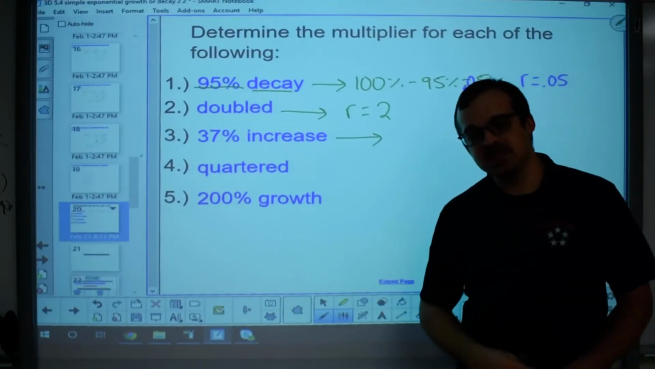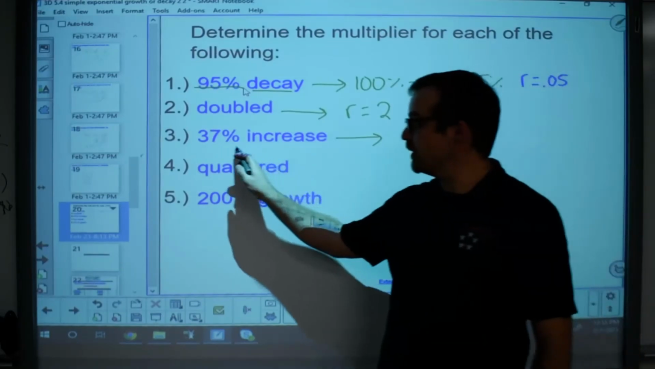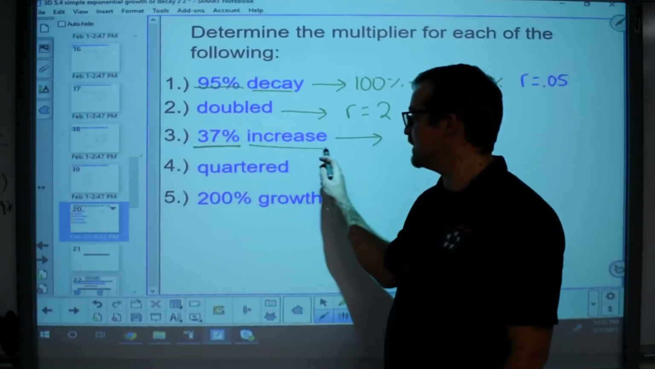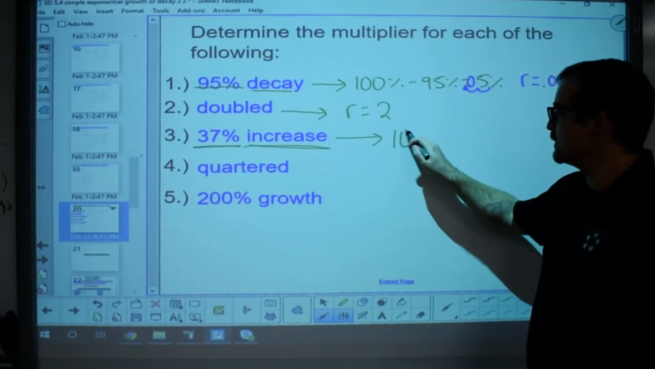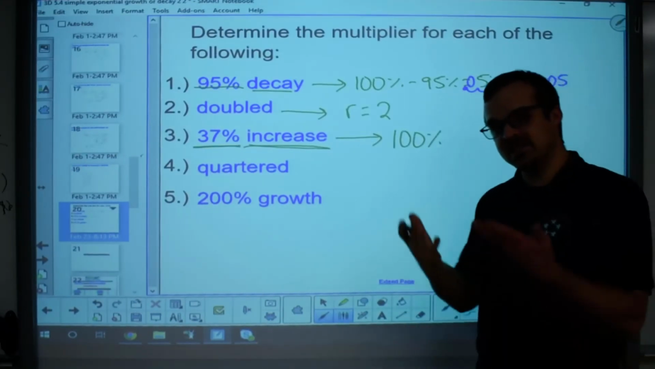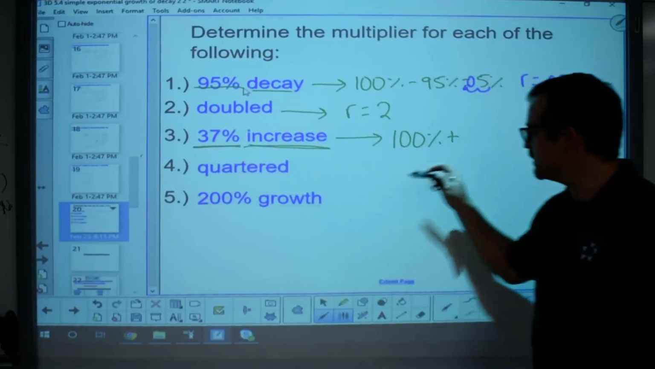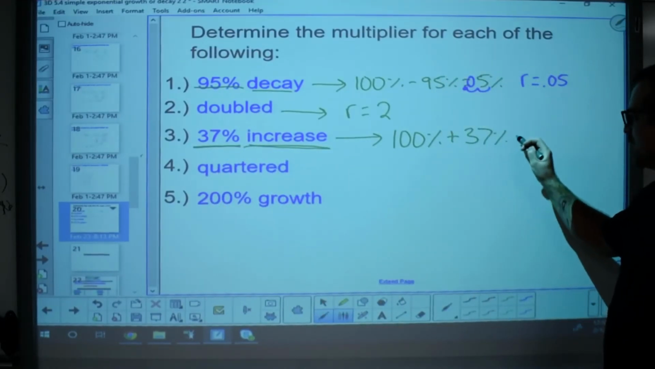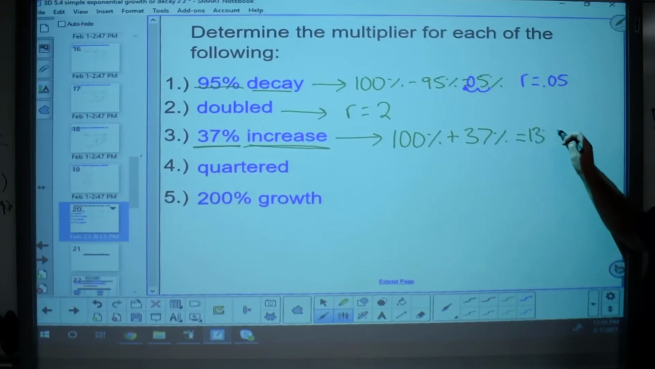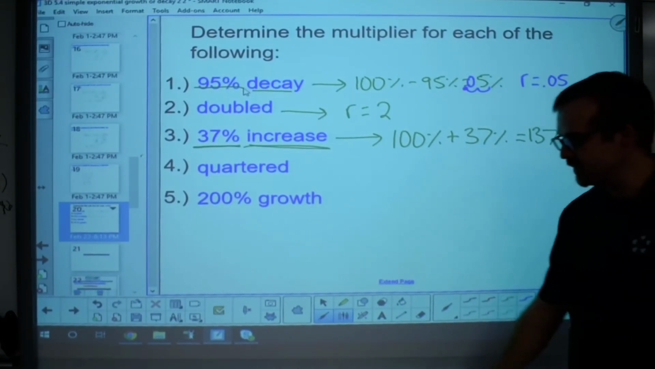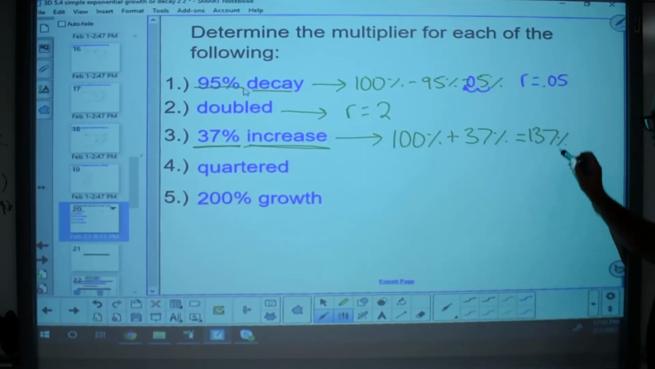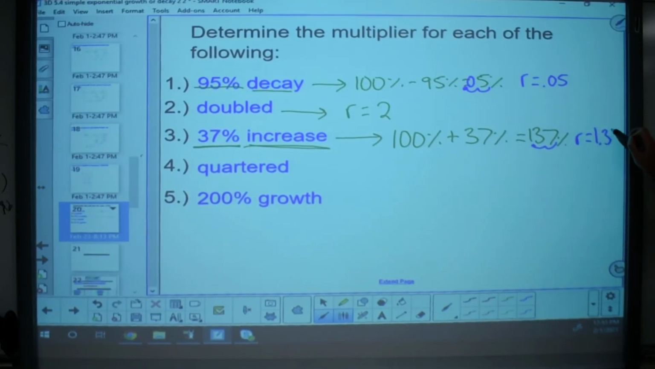Right here, 37% increase. Well, it's a percentage, so I know I have to do some conversions, and it's increasing. So I start off with 100% of whatever I have, but I'm gaining something. It's growing, it's increasing, so I have to add on the additional 37% that it will increase. And that gives me 137%, but that is not my ratio because I need to convert that to a decimal by moving the decimal to the left twice. Boom, boom. That gives me a ratio of 1.37.